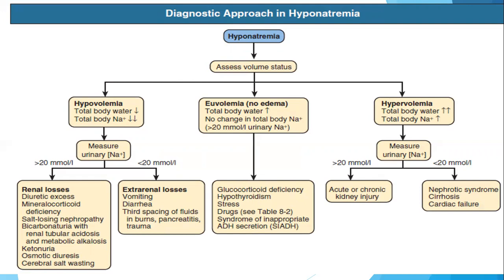and SIADH. If the patient is hypervolemic and we measure the urinary sodium, if it's greater than 20, then it is mainly secondary to acute or chronic kidney injury. If it is less than 20, then it can be secondary to nephrotic syndrome, cirrhosis, or cardiac failure.